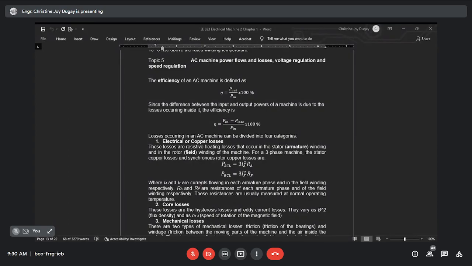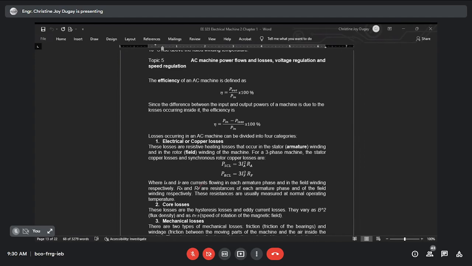And this one, we will just make it three-phase. From your DC circuits, you make it three-phase. And we also have here the DC, and now we will make it AC. So the efficiency of an AC machine is equal to P output over P input. But since our P output is also equal to P input less P losses, we may derive the formula: efficiency equals P input less P losses over P input times 100%. So those are our calculations.